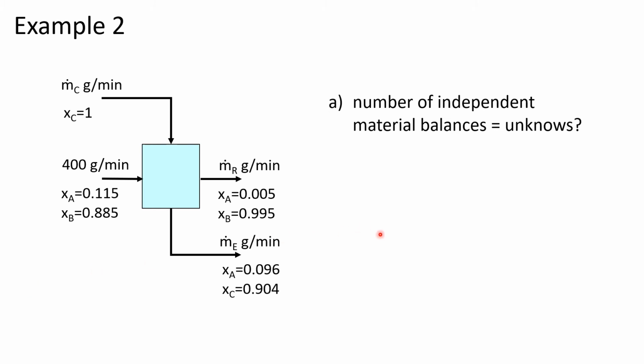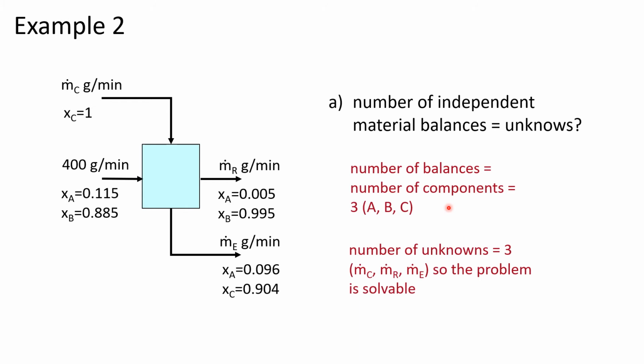To determine if the problem is solvable, we have to determine the number of independent material balances and see if it's equal to the number of unknowns. The number of balances is equal to the number of components, as we discussed previously. In this particular example, if we look at the streams and work our way around the process, we see that there are 3 components, A, B, and C. Acetic acid is A, water is B, hexanol is C. So the number of independent balances that we can write is equal to 3. If this is equal to the number of unknowns, the problem is solvable. Well, the number of unknowns here is equal to 3 as well.